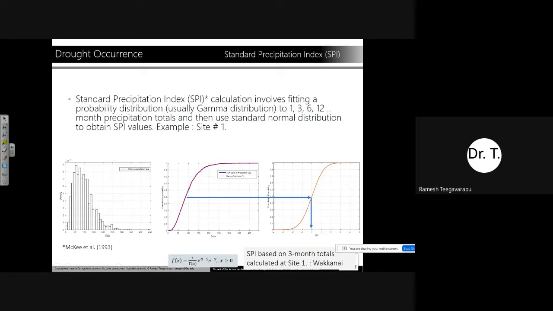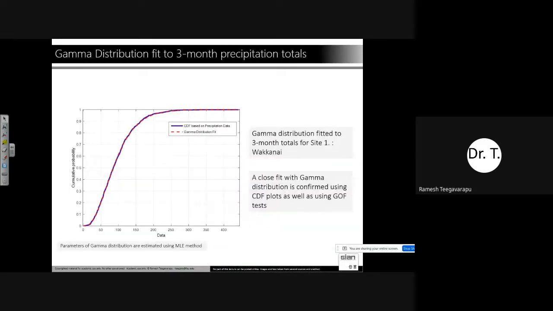Then you can also calculate what we call the drought occurrence based on the monthly rainfalls. You try to fit a distribution to the monthly totals, 1 month, 3 months, 6 months, 12-month totals. And then you use a standard distribution to transform the probabilities you get from the gamma distribution to a standard normal, so that you can indicate the index in terms of a normal variate. That means between -4 to 5 or whatever, and then based on that, we can define whether we have a drought or a wet year or some wet index. So in this case, the gamma distribution fits the 3-month totals.